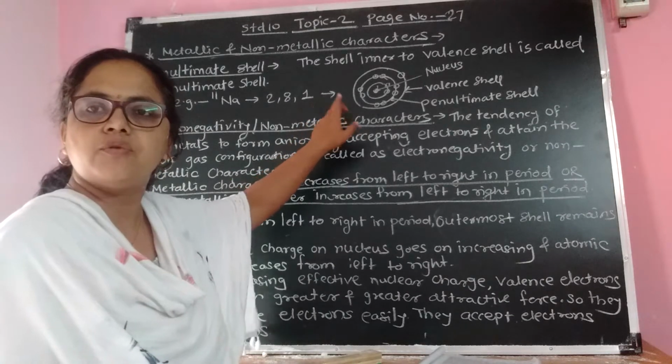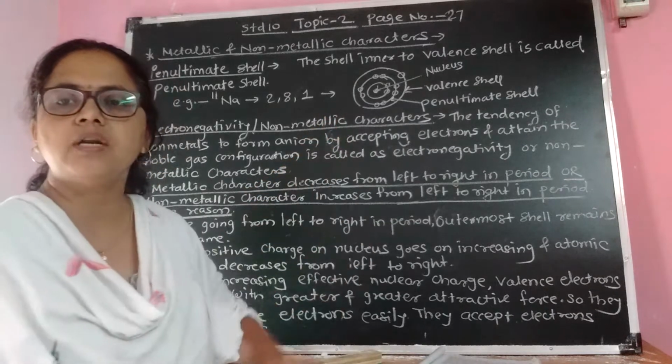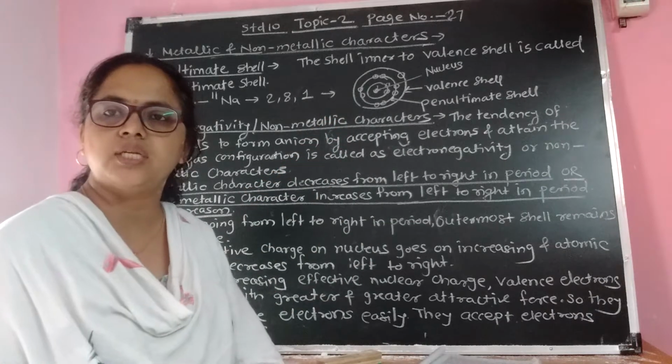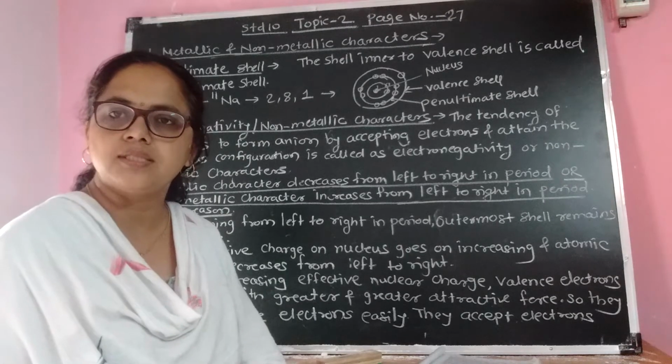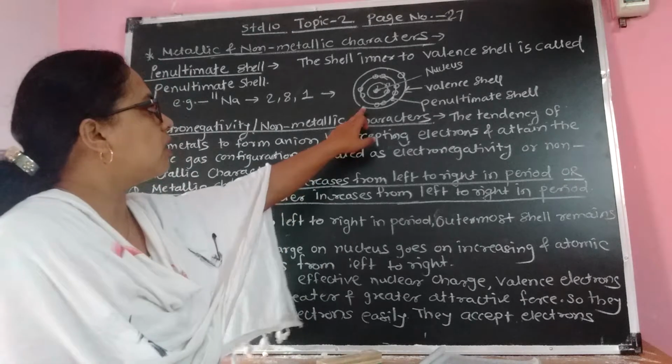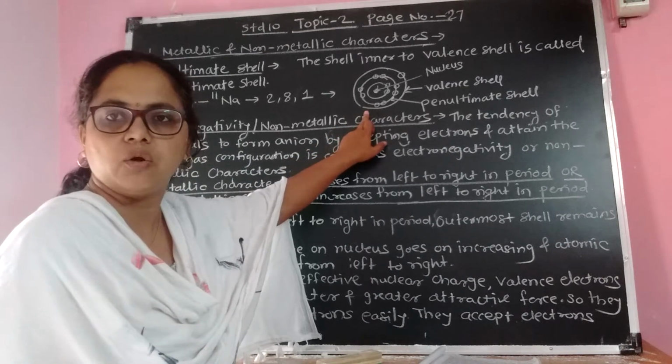I am going to explain one example. That is the example of sodium. Its atomic number is 11. Electronic configuration is 2, 8, 1. That is, sodium has 3 shells. If you see, the valency electron present in the last orbit is 1. Suppose sodium loses 1 electron.